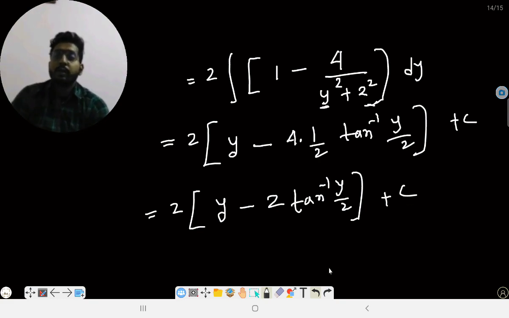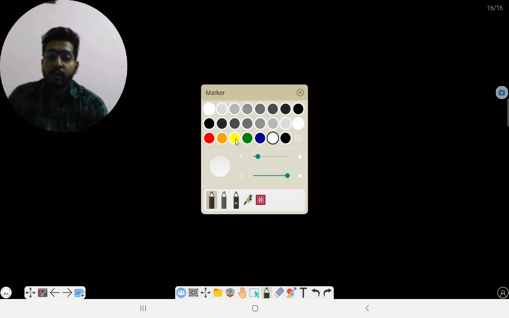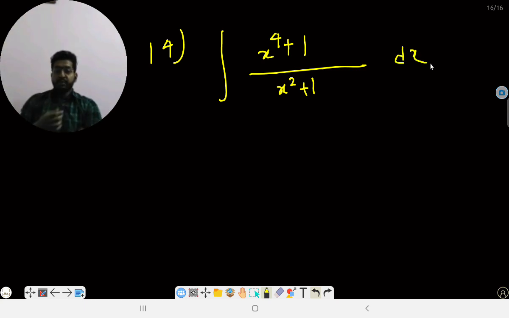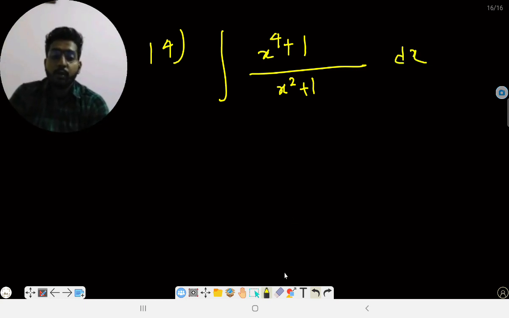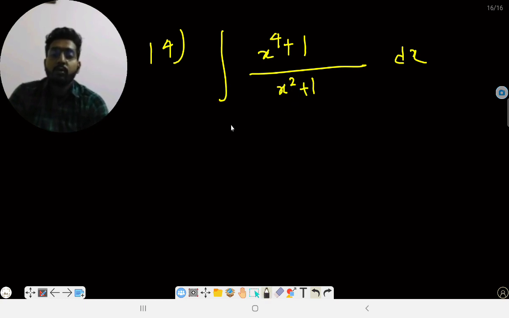Okay, so whenever the power is the same, you have to make the numerator a form of the denominator. Okay, now next one, number 14. Question number 14 is like that. It is given integration of x to the power 4 plus 1 divided by x square plus 1 dx, like this. Now how to solve this one?